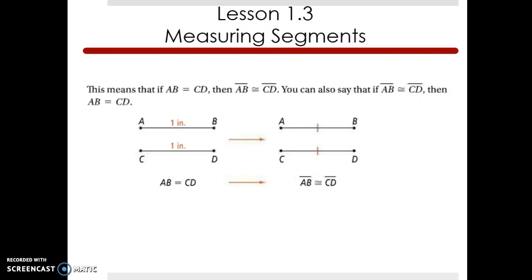So this is what it means. AB is 1 inch, CD is also 1 inch. If you see, the segment lengths are the same, right? They're both 1 inch, so the segment lengths are equal to each other. You can also say that they're congruent. The congruent sign is that. Again, you will be using this throughout the year, so make sure you know what the congruent sign is.